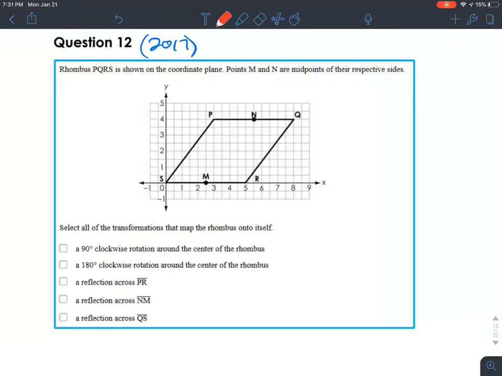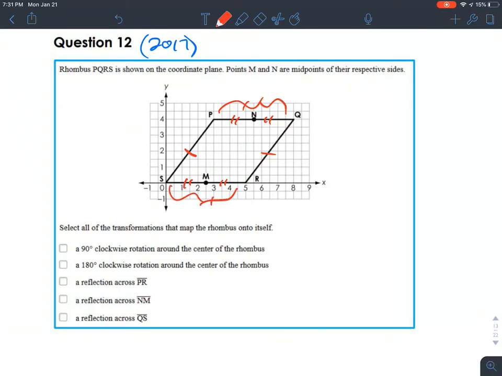Question 12, we have a rhombus shown in the coordinate plane. A rhombus, all the sides are the same length. Points M and N are midpoints. So I didn't draw that very well. So these are the same on both sides. This whole length is the same as the other sides.